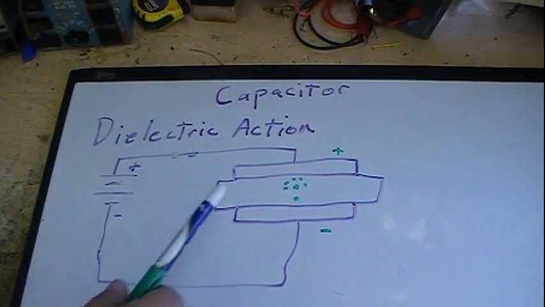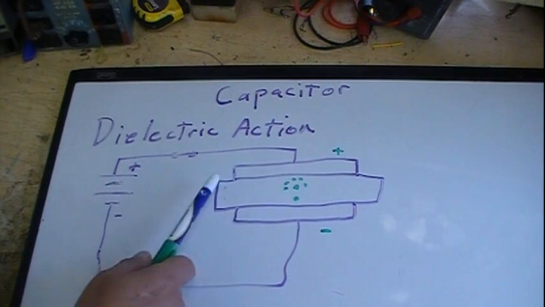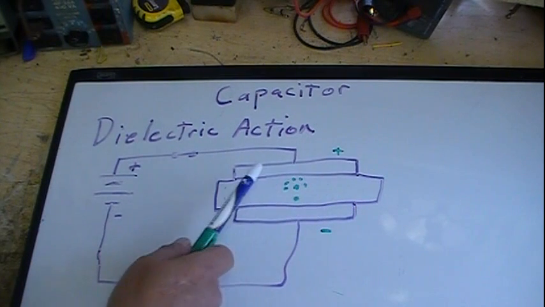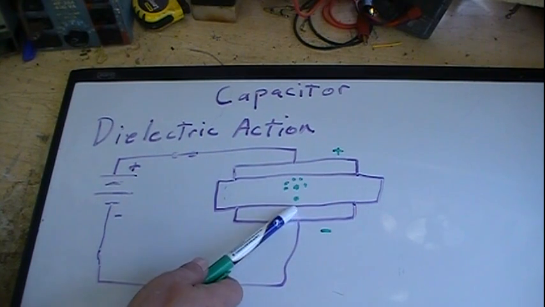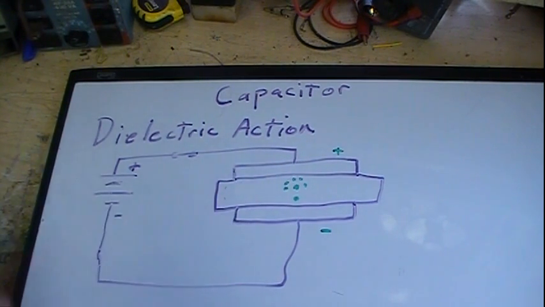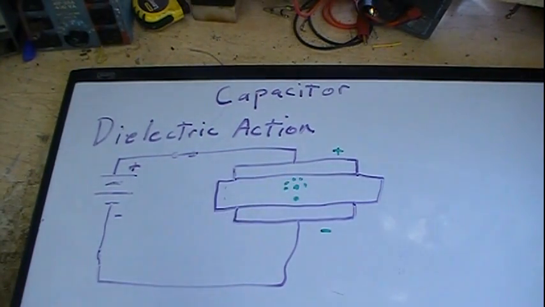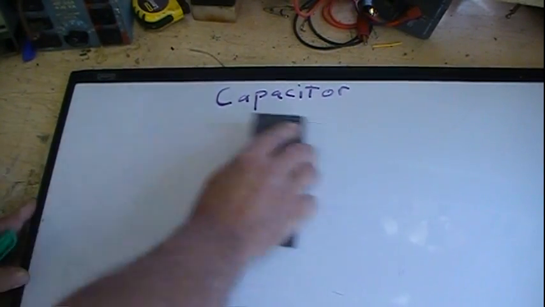And with hundreds of millions and millions and millions of atoms in this dielectric doing this, it makes this side of the dielectric look really negative and this side look really positive, which will draw more negative charge here and more positive charge here, increasing the capacity of the capacitor. So that's dielectric action. Just remember what it's doing here. And we'll get back to it in short order.